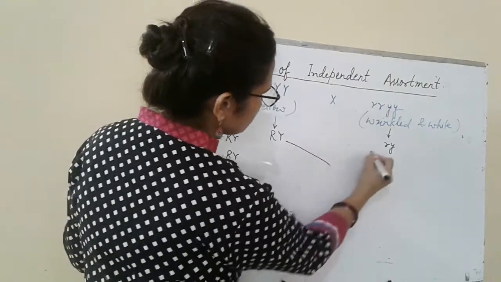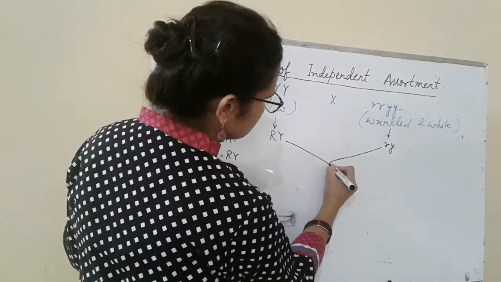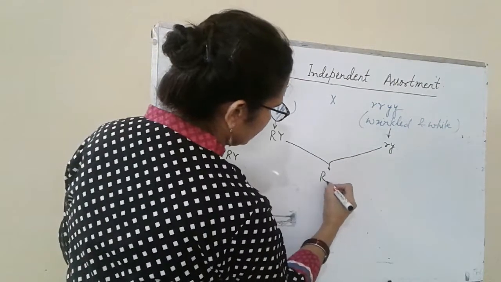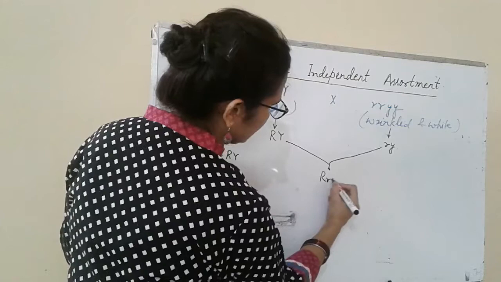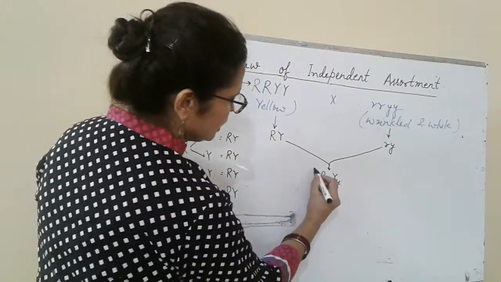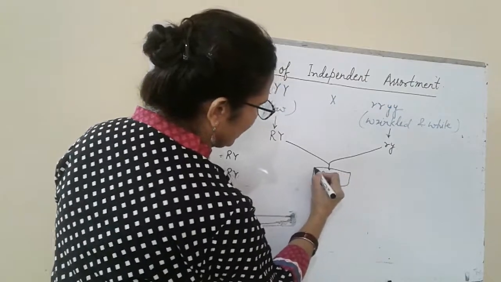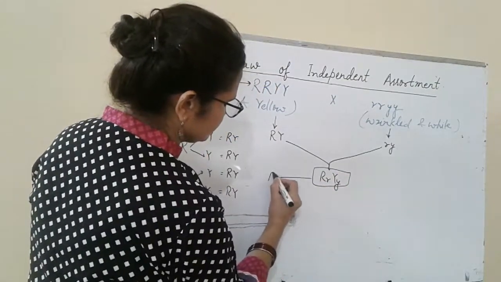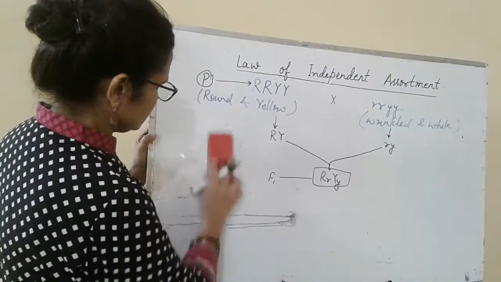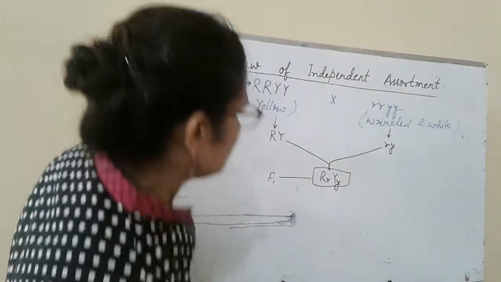Then after fusion, these gametes fertilize and form the plant, that is capital R, small r, capital Y, small y type of plant. This is the plant of the F1 generation.